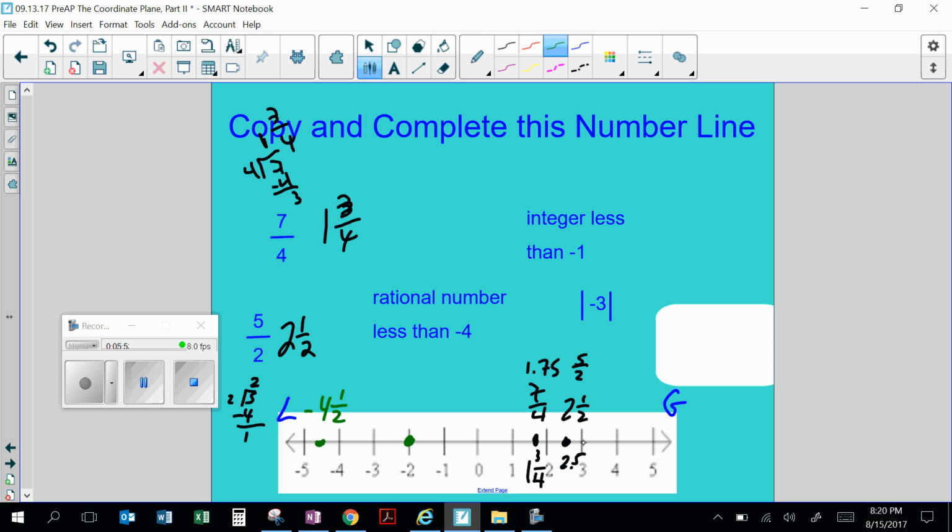And so it's right here. Absolute value of negative 3.